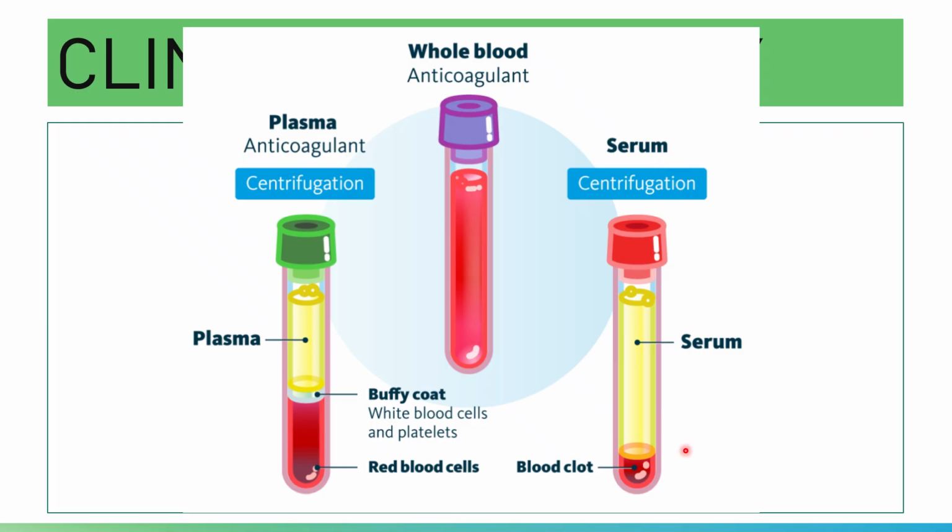And then for serum, that is the liquid portion of a blood that is clotted or coagulated. You have the serum, and then this is the blood clot. There is a clotting that has taken place here, whereas in whole blood and in plasma, the clotting process is inhibited.